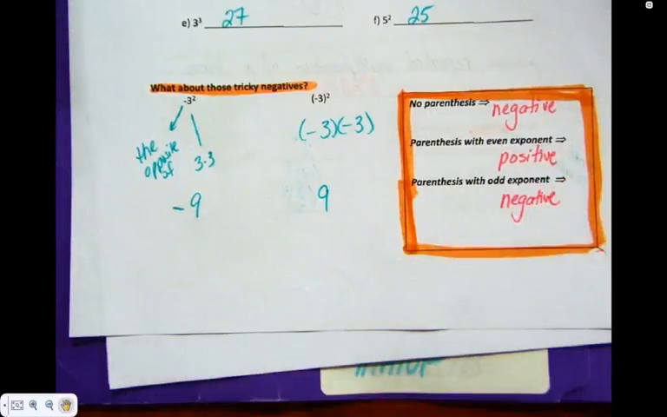If you memorize that little box, you will never get these wrong. No parentheses, it's going to be negative. Parentheses with an odd exponent, negative. Parentheses with an even exponent, positive.